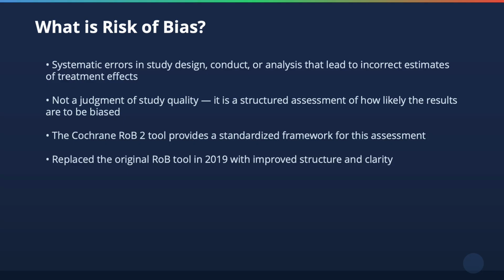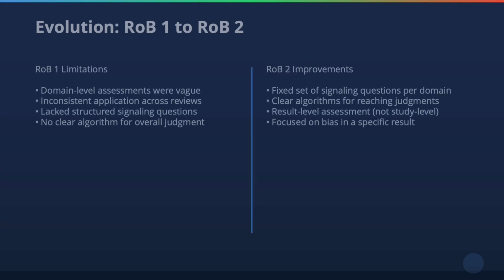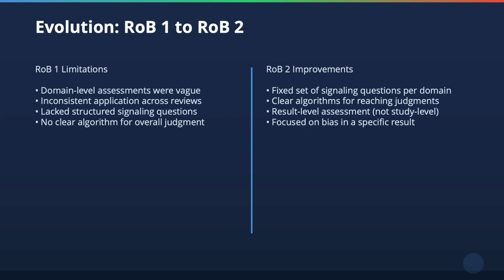The Cochrane Risk of Bias 2 tool, which replaced the original tool back in 2019, provides a standardized framework for making these assessments. It brought much needed improvements in clarity, structure, and reproducibility. Let us take a moment to understand why the Risk of Bias 2 tool was developed in the first place. The original Risk of Bias tool had several well-documented limitations that became apparent over years of use.